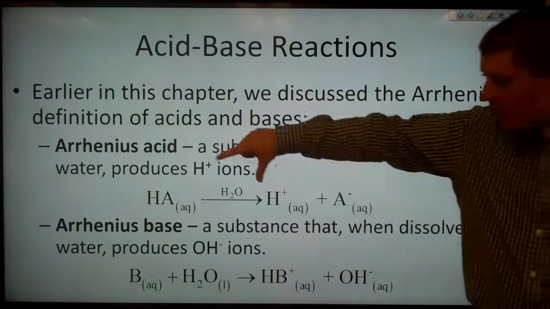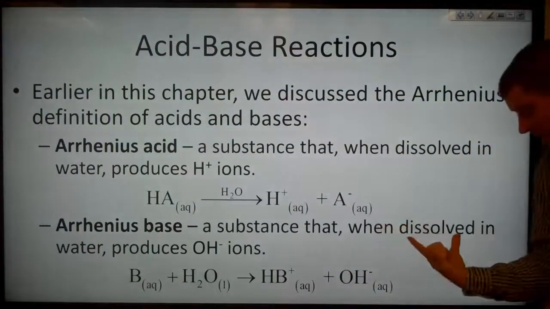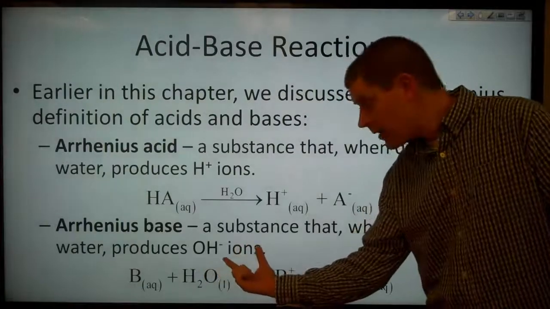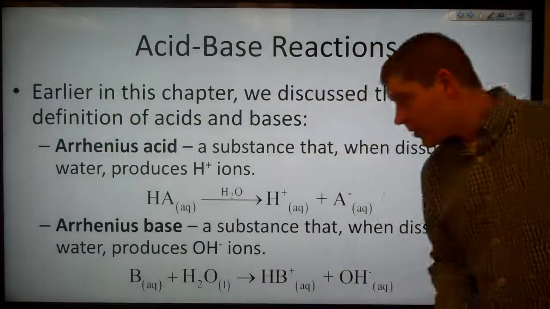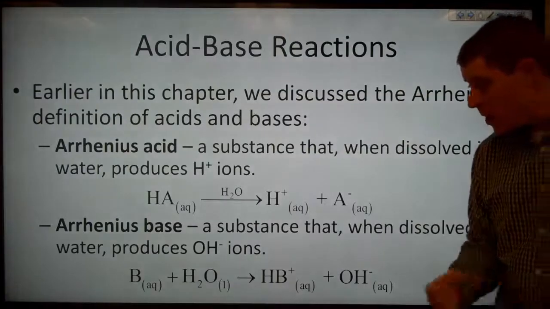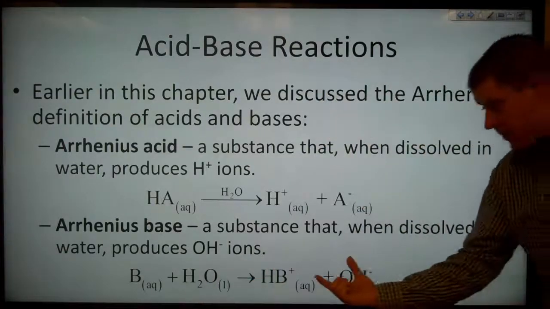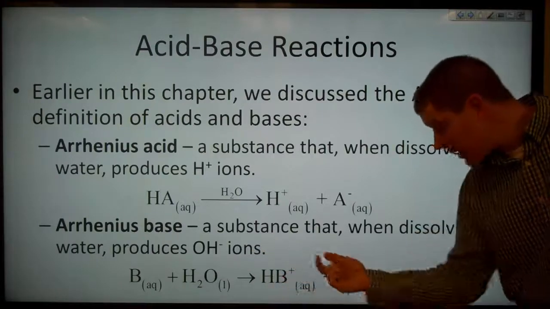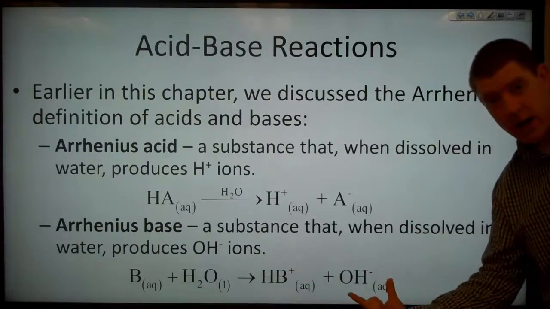An Arrhenius base is a substance that, when dissolved in water, produces hydroxide ions, OH minus ions. So we have our substance here, B. We add water to it, and that gives us HB plus, which is the conjugate acid of our base, and hydroxide ions.